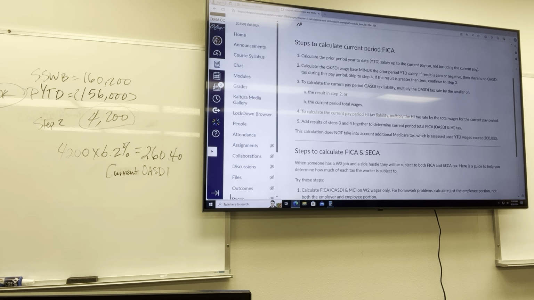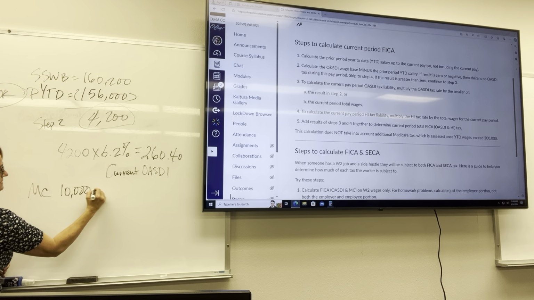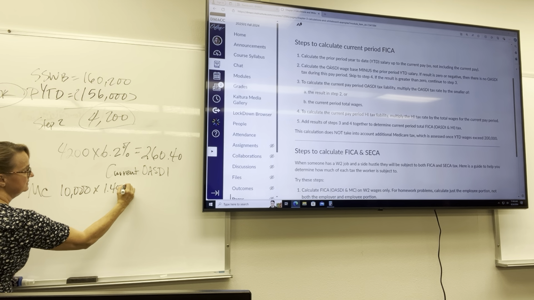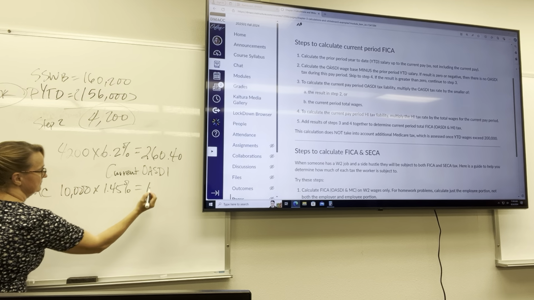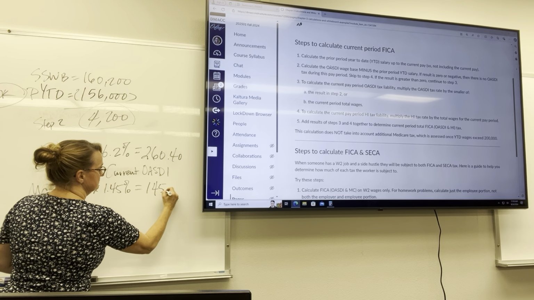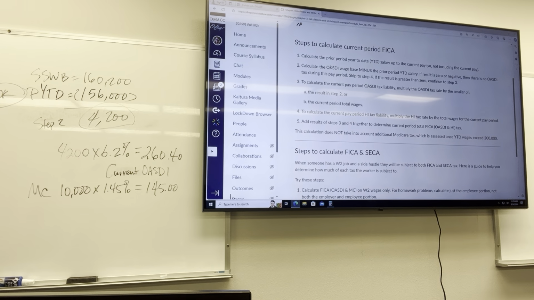Medicare tax, however, we don't have to do all these shenanigans because the entire $10,000 is going to be subject to Medicare tax. So for Medicare, here's our current Social Security. Medicare, $10,000. I think I can do this in my head, times 1.45%, $145 of Medicare tax. And then the next pay period when it's 10,000 again, it's going to be 145 again.